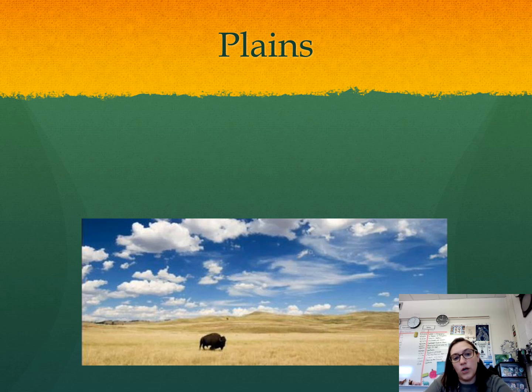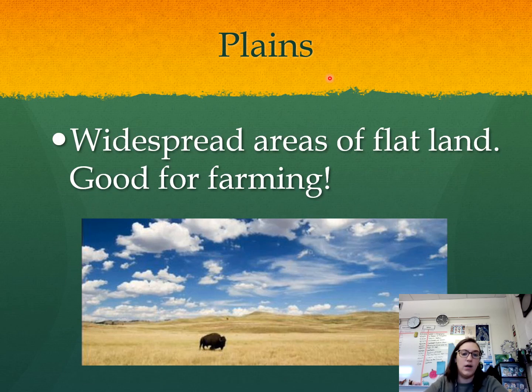Our next feature is called plains. Now, don't get confused. The spelling here is plain, so it's not like airplane. It's plains, the landform, which is a widespread area of flat land that is good for farming.